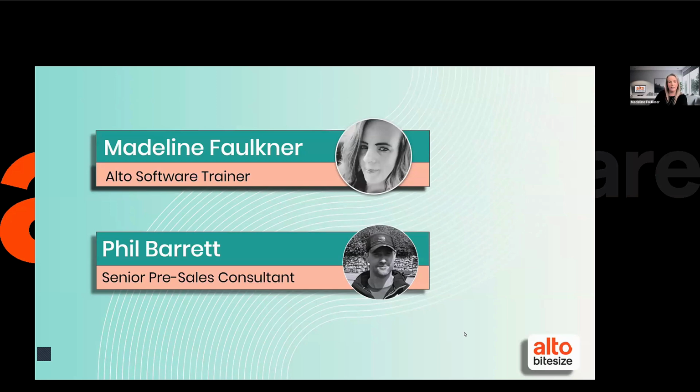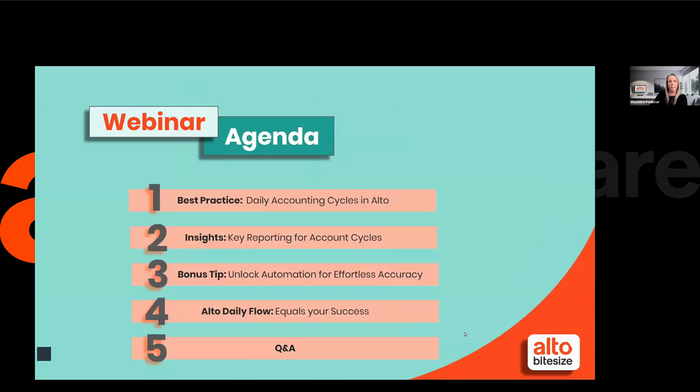So today's agenda, we're going to crack straight into this. Phil's going to go over a few bits that he thinks are best practices, some good tips and tricks within the accounts. We're looking at things like the daily accounting cycles, key reporting, unlocking automation, and obviously just daily flows. If we get the opportunity, we will answer any questions at the end. But like I said, we do have Lisa backstage to assist with your questions.